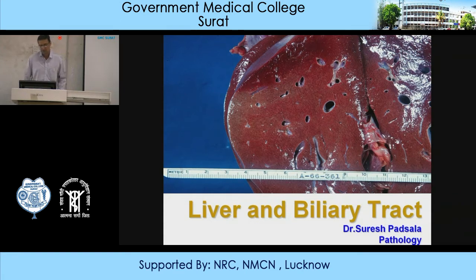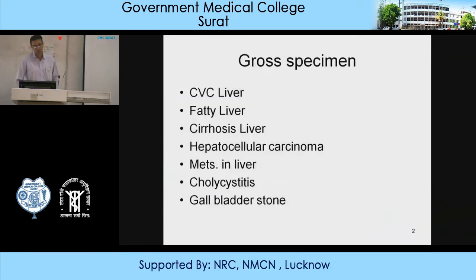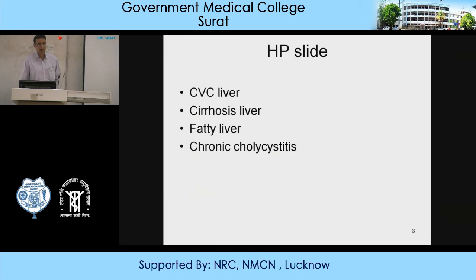Our today's practical topic is liver and biliary tract, in which we include gross specimens of CVC liver, fatty liver, cirrhosis of liver, hepatocellular carcinoma, mets in liver, gallbladder inflammation, and gallbladder stone. And in histopathological slides, chronic venous congestion of liver, cirrhosis liver, fatty liver and chronic cholecystitis.